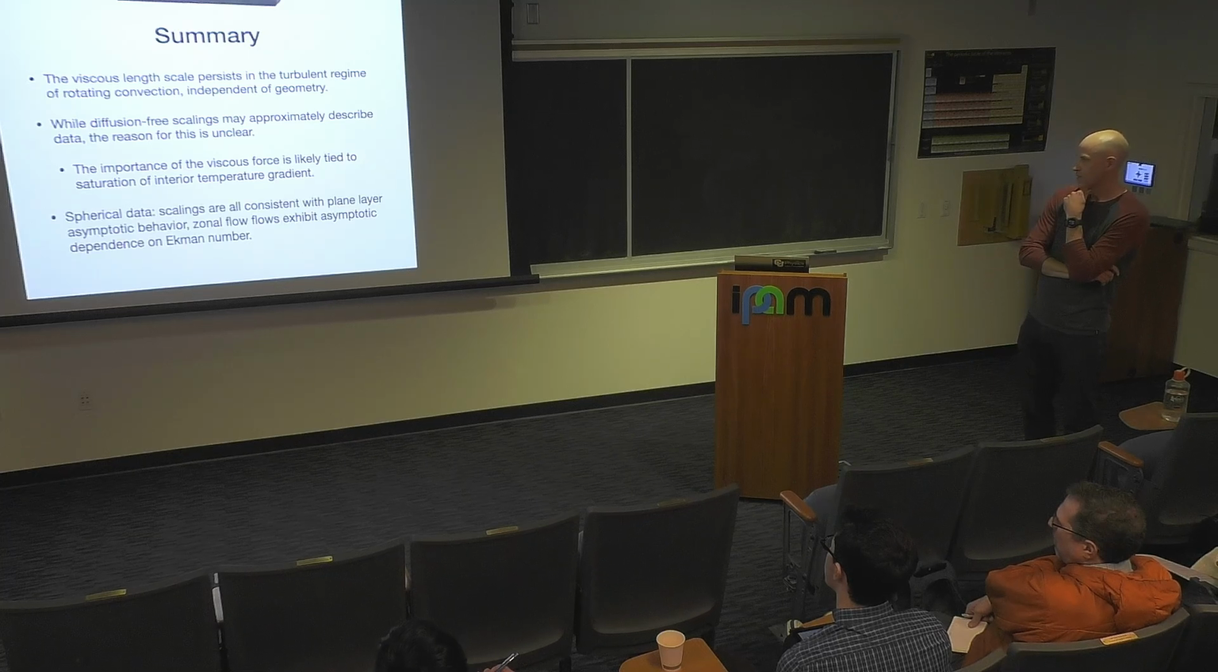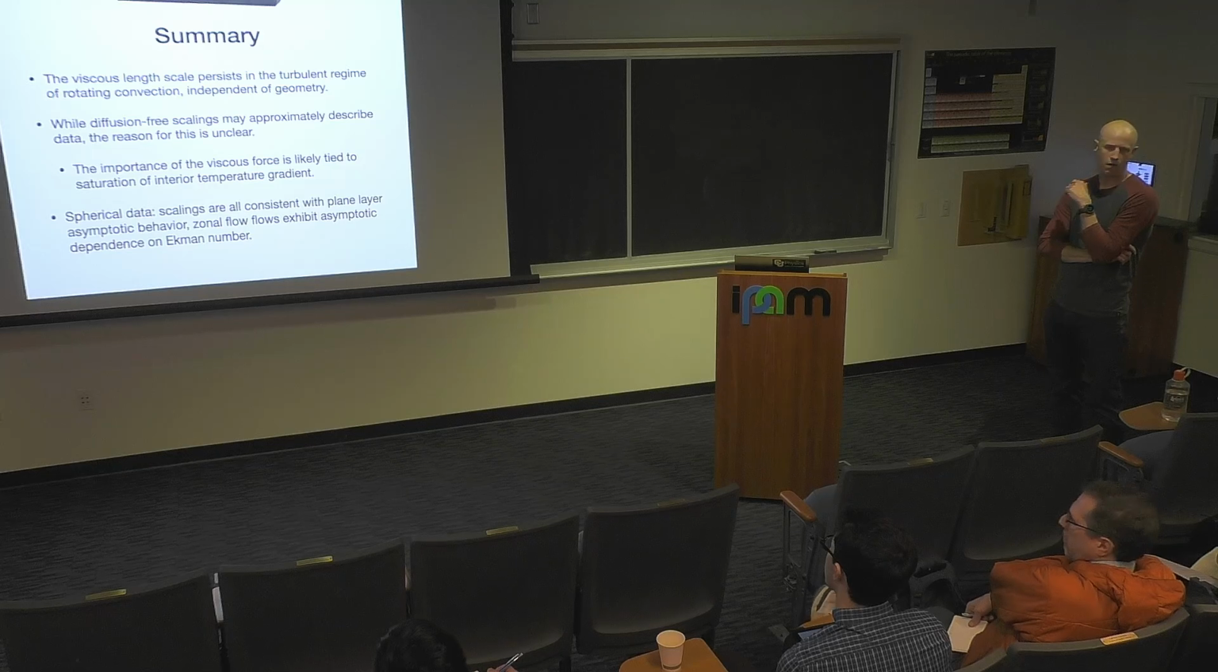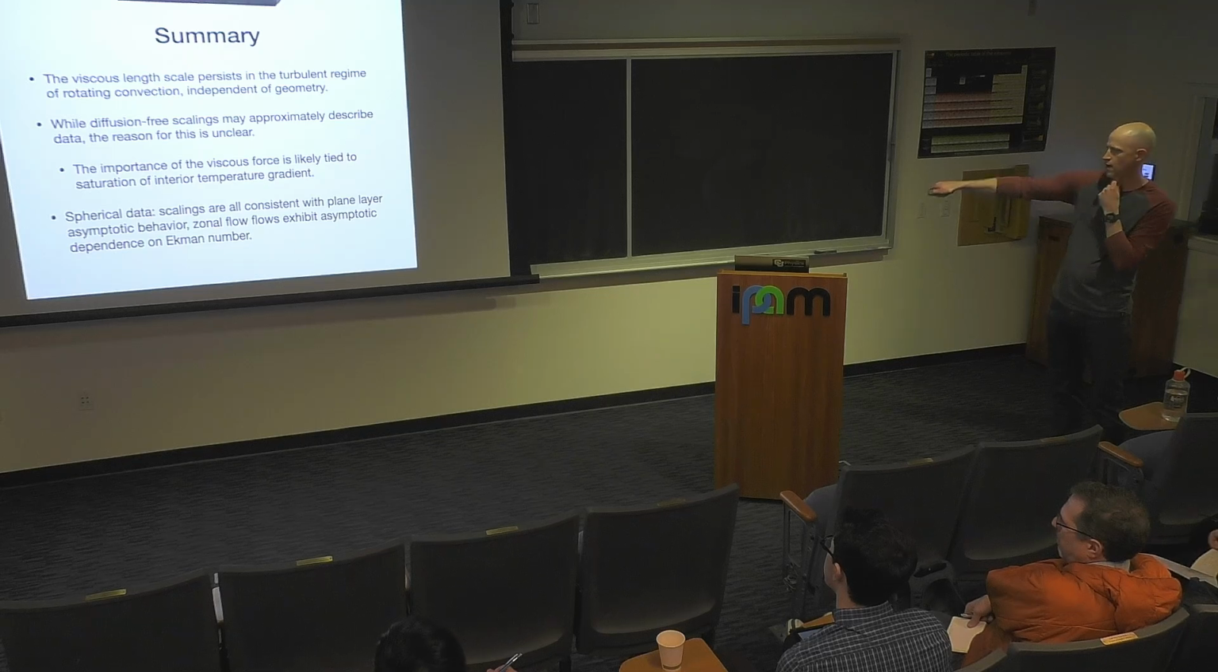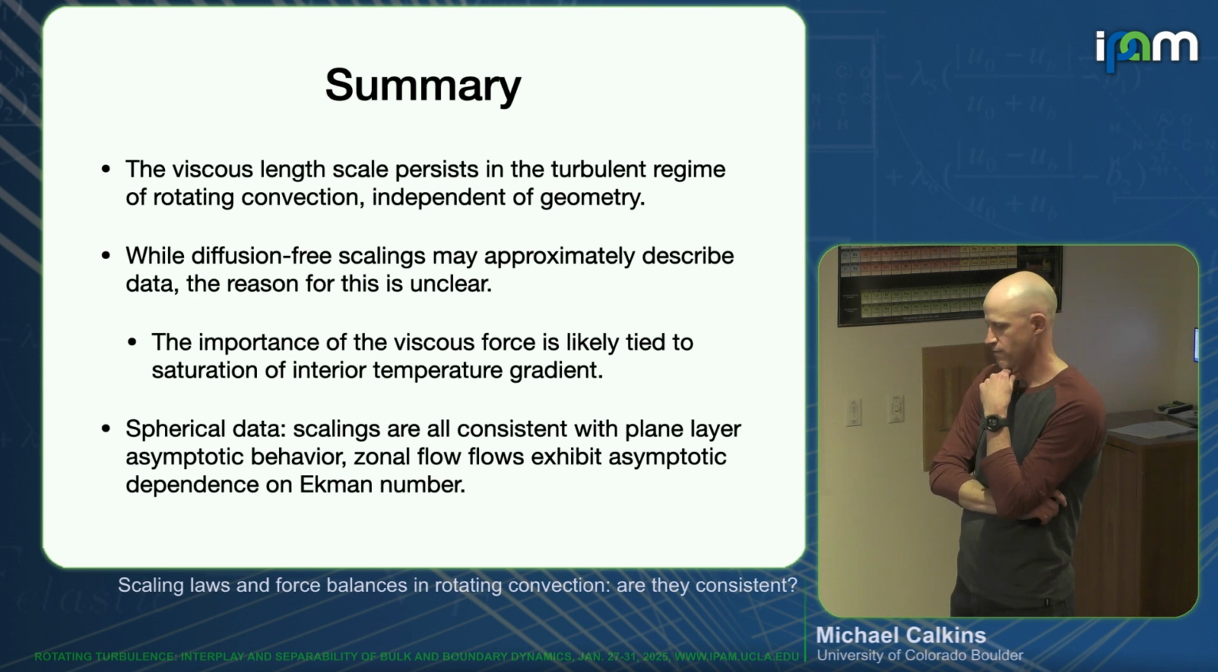The spherical data that I presented, the main point there is just that the asymptotic scalings that you get there are all consistent with what you would expect from plane layer. There are a few caveats that I didn't mention. But the zonal flow shows this kind of extreme dependence on the Ekman number. It's also influenced or constrained by viscosity to some degree.